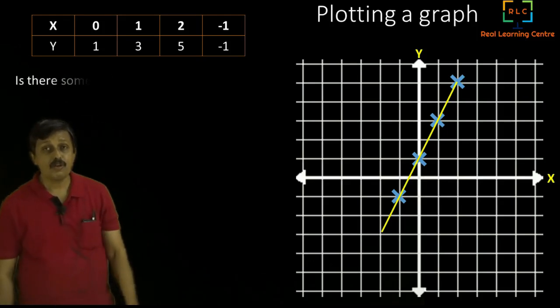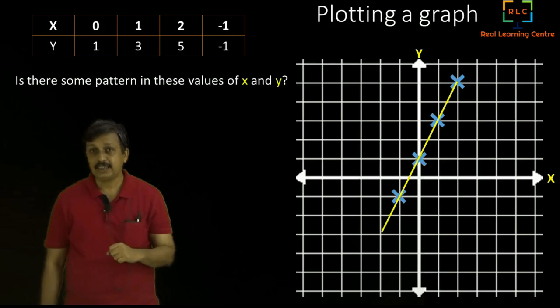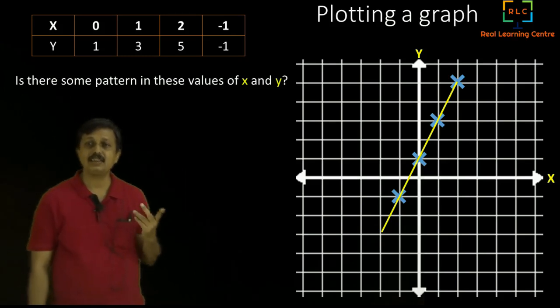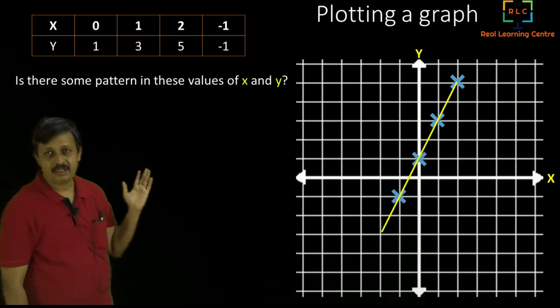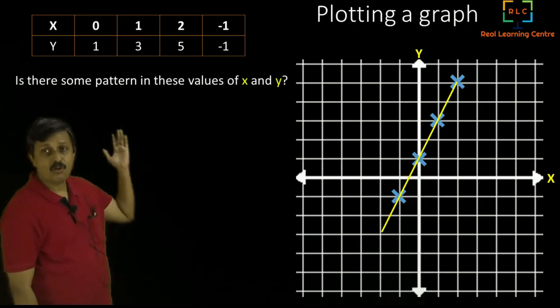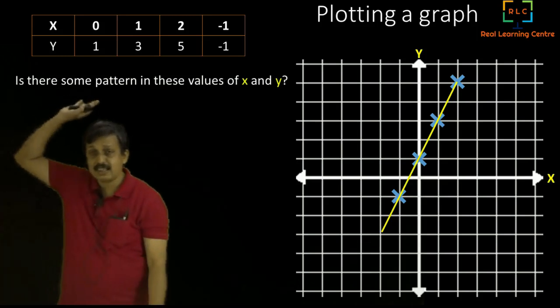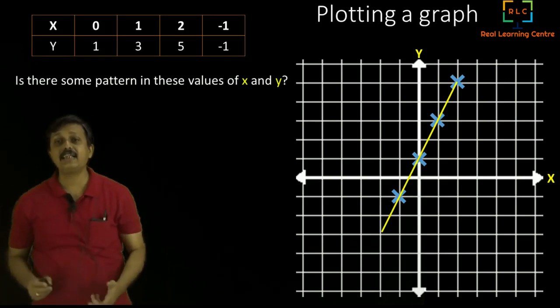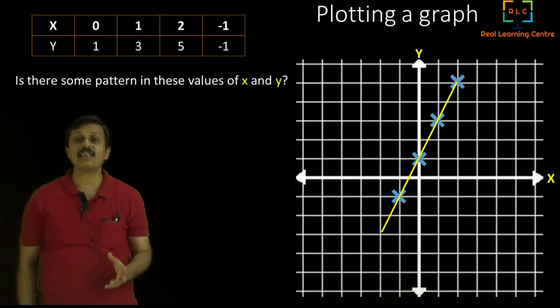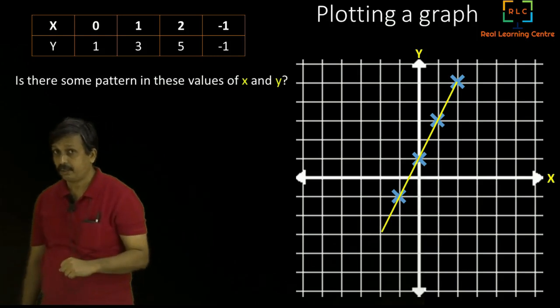So we are going to ask a question: is there some pattern in these values of x and y? When I give 0, I got 1. When x is equal to 1, I got y is equal to 3. So are these numbers in some way related to each other in some kind of relationship? Think about it.